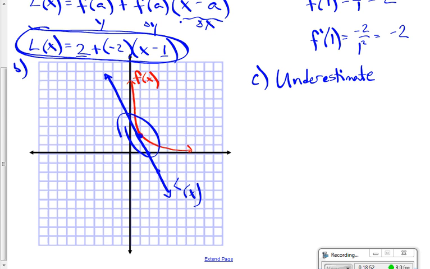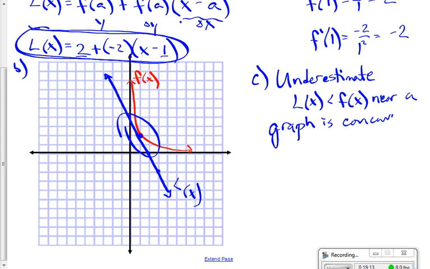The algebraic reasoning is that L of x is less than f of x near a. And I heard somebody defend it already. What's the calculus argument? The graph is concave up. Whenever the graph is concave up, and I don't think you need to memorize this because you can draw yourself a quick picture anytime you want, the linearization will be an underestimate. Whenever the graph is concave down, the linearization will be an overestimate. Okay? And we'll draw pictures for that in just a second.